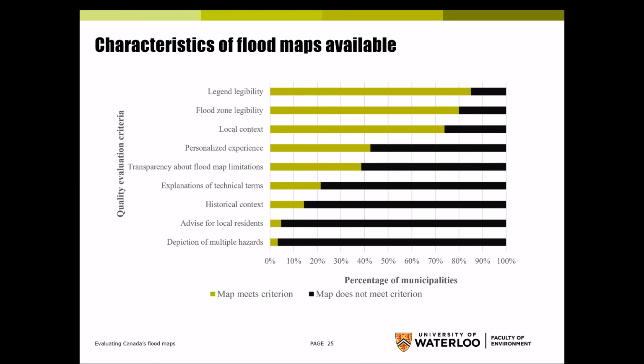So this is more or less a summary of what we found. And as I said, for 50% of municipalities, you see there what kinds of criteria were the most common. So for example, legibility of the legend and legibility of the flood zone. And most of the maps that we found were at a community level, but you couldn't really distinguish where individual properties were. And the same goes for the other criteria.